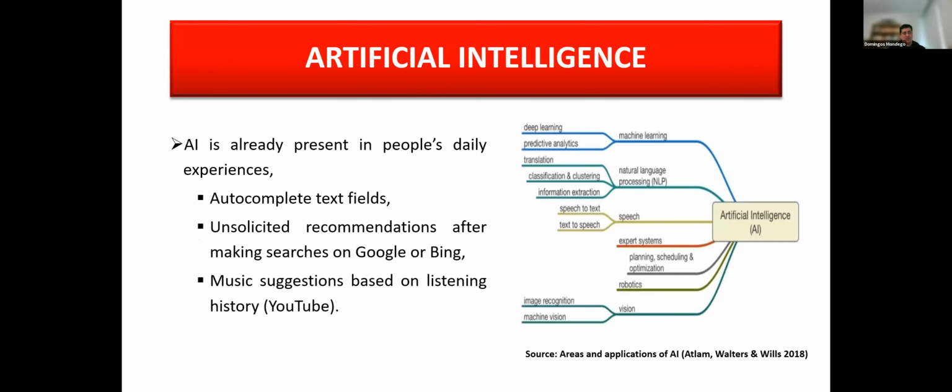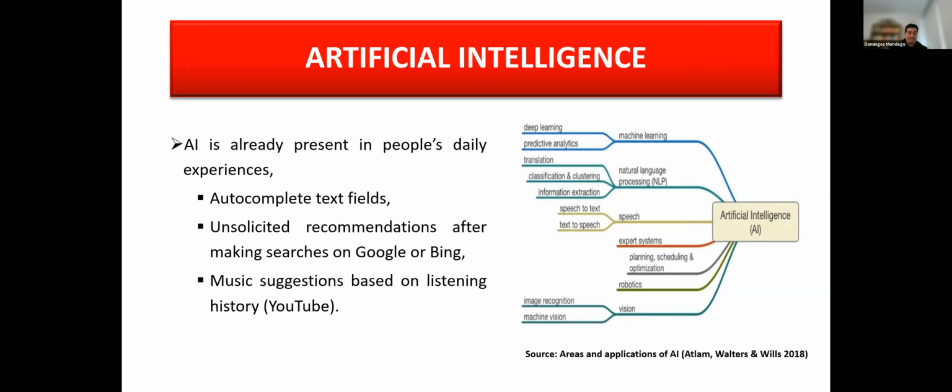Many people still think that AI is a technology that will be adopted in the future, but in reality, AI is already present in people's daily experience. For example, it is present when you start typing and Google autocompletes text fields, in search recommendations on Google or Bing, and in musical suggestions based on listening history on YouTube. So AI technology is already being used by all of us on an everyday basis.